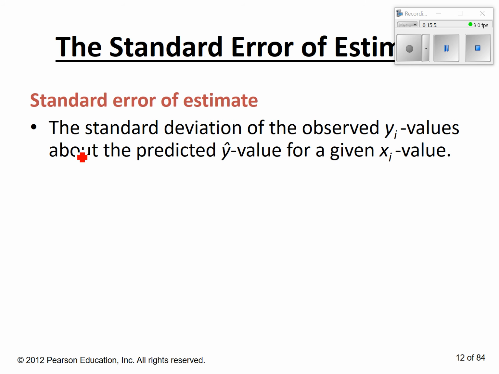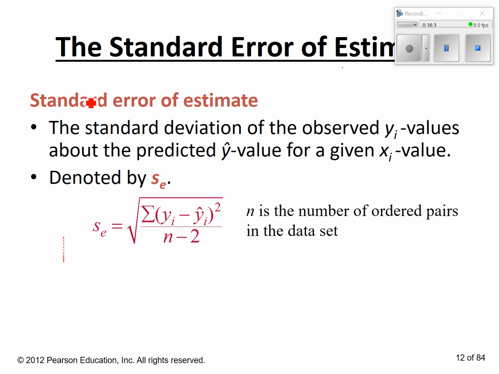Standard error of estimate, this is where it gets a little bit more difficult. That's what this says, standard error of estimate on top here. The standard error of estimate is the standard deviation, so how much it deviates, of the observed Y's, that's the Y sub i, our Y values that we know from the data, about the predicted Y, the Y hat values for a given X value, for whatever X value we're given in the data. It'll make more sense here in a second.